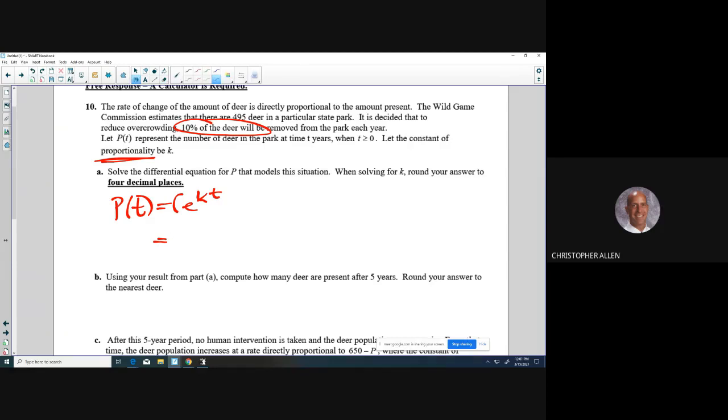Let's say that there are 1,000 deer at some given time. If I removed 10% of the deer, how many deer would there be? 900. It'd be 900, right? 10% of 1,000 is 100, so this would be 900. And how many years would it take for that 1,000 to go to 900? Well, it'd be 1.